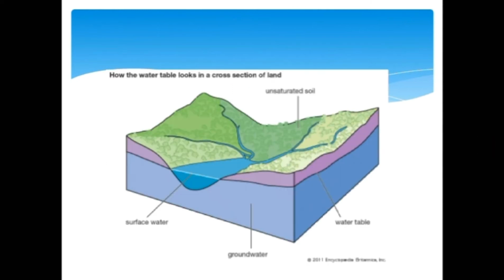As you can see here, surface water is found on the surface. Groundwater here is under the ground. Then we have here the water table. Water table is the elevation of water in the aquifer.